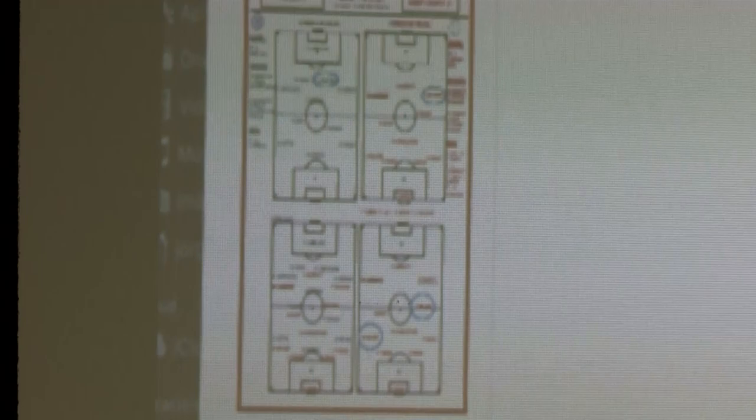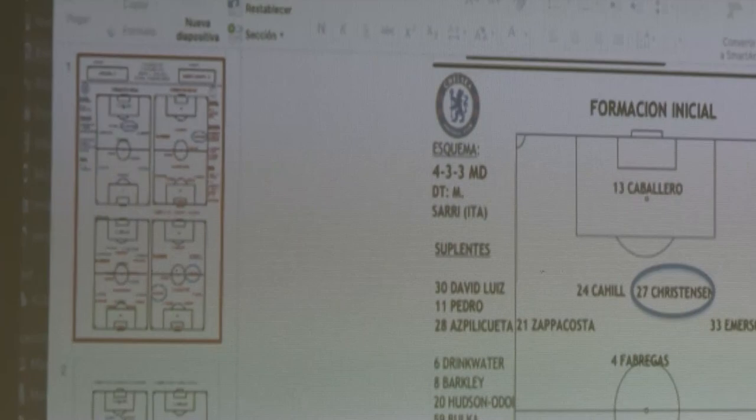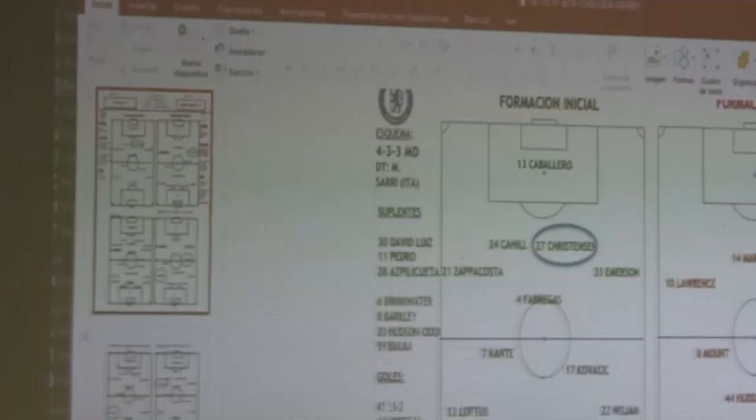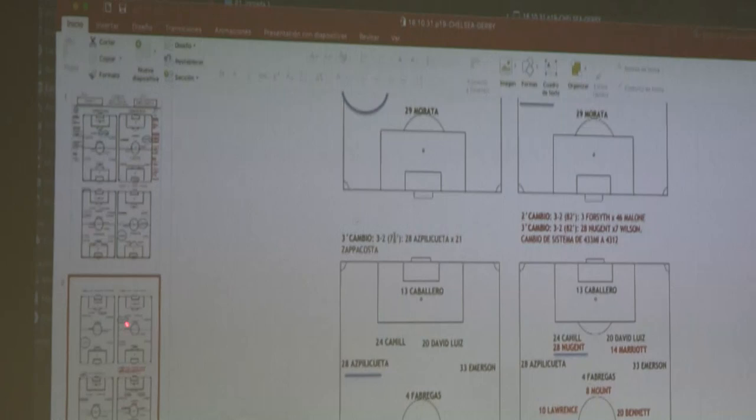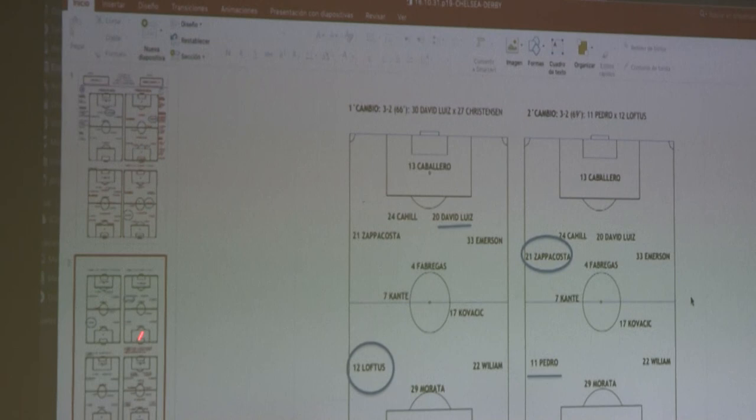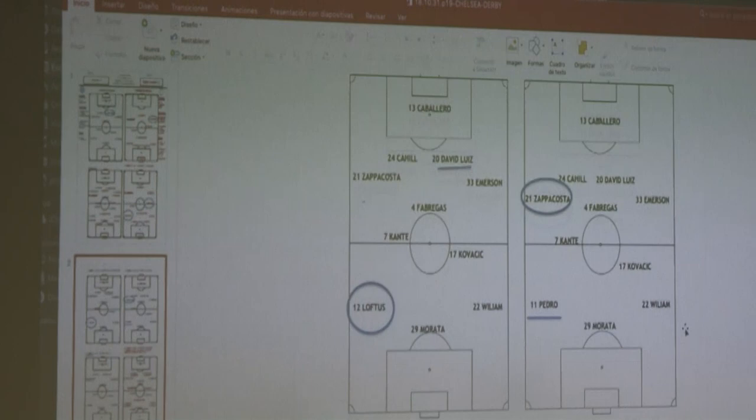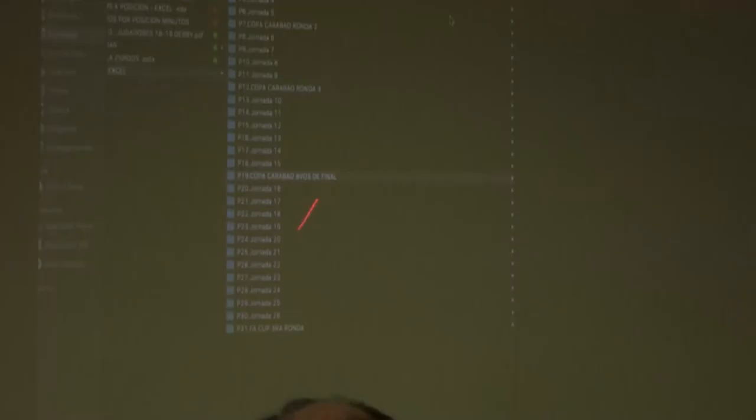This is the analysis of game 19. The starting 11 of both teams, all the data of the game, taking into account the tactical scheme of the opponent and of our team. The substitutions, and whether the scheme or structure of the opponent changed.